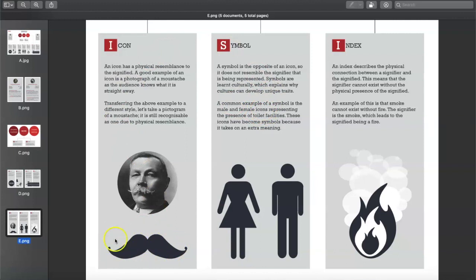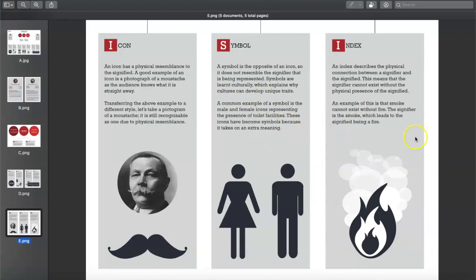Meanwhile, this graphic of this mustache looks like a mustache, so it's an icon. So this icon resembles a mustache, in this case an old 1800s curly type mustache like this guy has. And you can think of other things like this, right? So it looks like the thing that it represents, but in very simple form, right? Meanwhile, symbols, it's the opposite of an icon. So it doesn't actually resemble the thing that it's representing. Instead, they are sort of general or simplistic, and they generally are learnt culturally, which explains why cultures can develop unique traits, meaning symbols that work in one part of the world don't necessarily work in other parts of the world, right? So those are symbols.